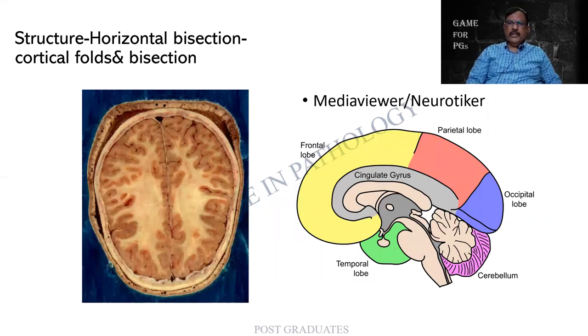There are different methods of cutting the brain. One can be a coronal section, another can be a sagittal section. In this case, it is a horizontal section, wherein there is a display of the gray matter and the white matter, and the various folds of sulci and gyri could be made out from this. As I mentioned in the earlier class also, you find that there is enough amount of space for us to maneuver between the skull and the brain.